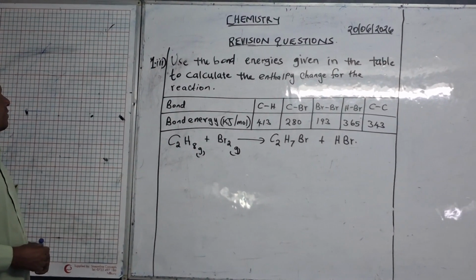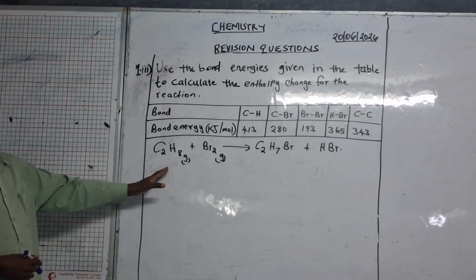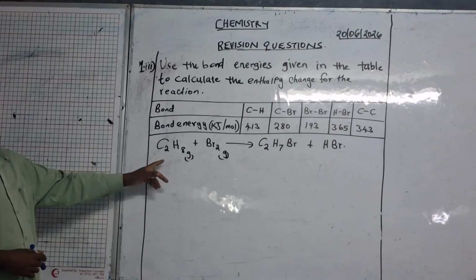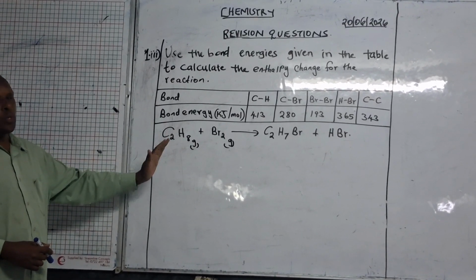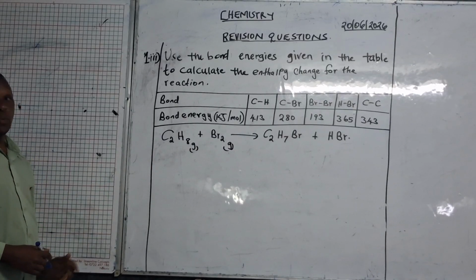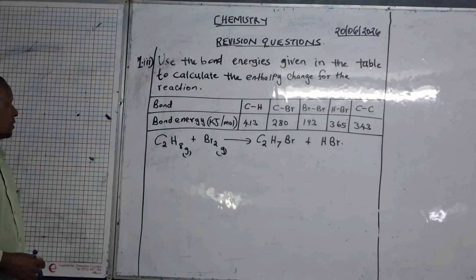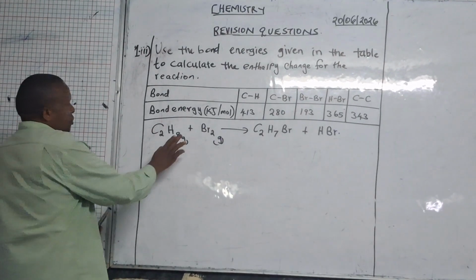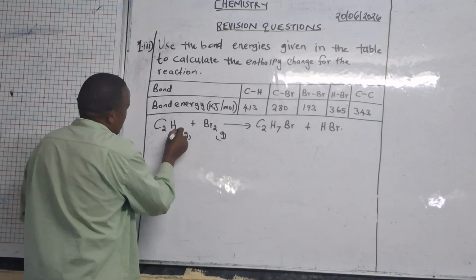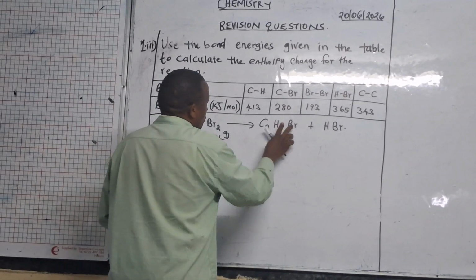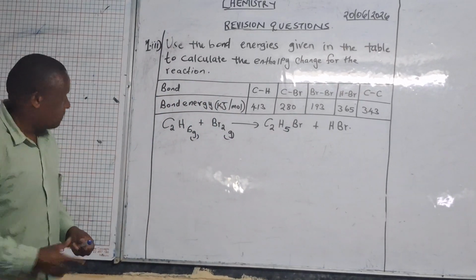Use the bond energies given in the table to calculate the enthalpy change for the reaction. And this is the reaction that you have been given. Now, to calculate the enthalpy change for this reaction, we need to show all the bonds which are present. So how do we show the bonds which are present? We draw open structural formula. Okay? So this one is C2H6, and then this one is C2H5Br.